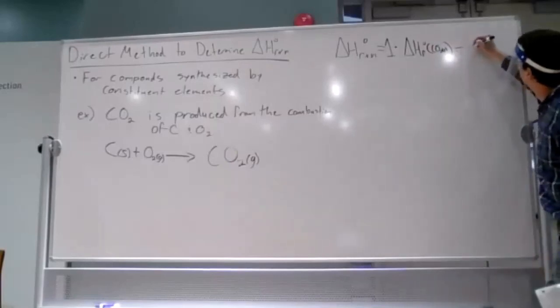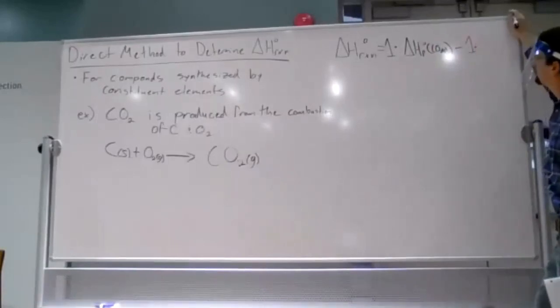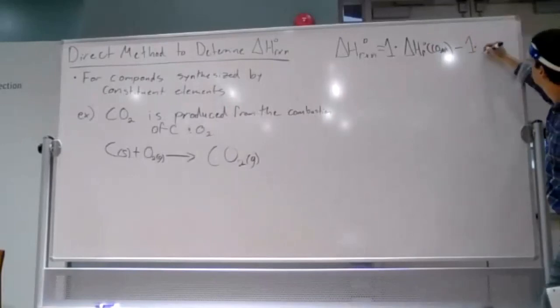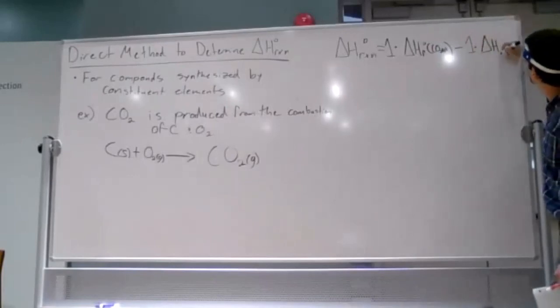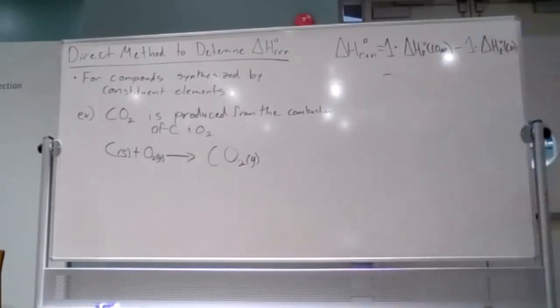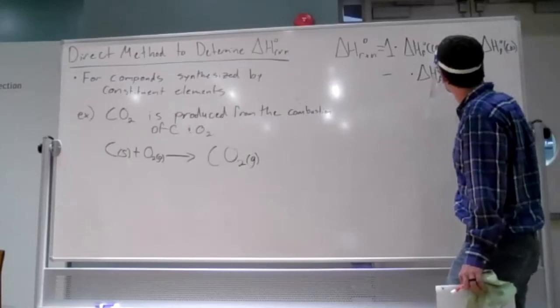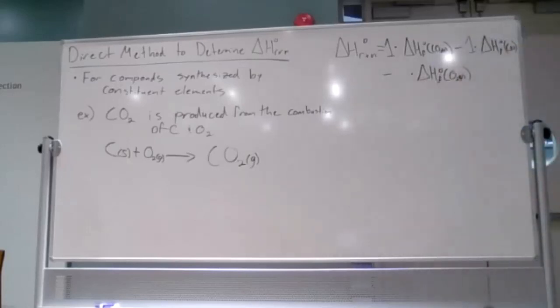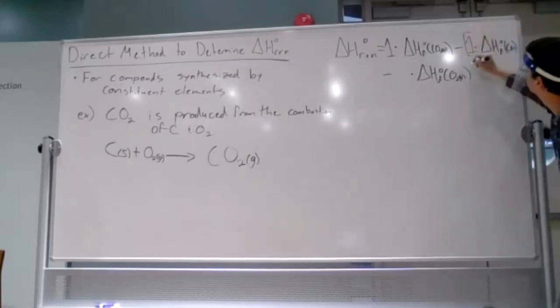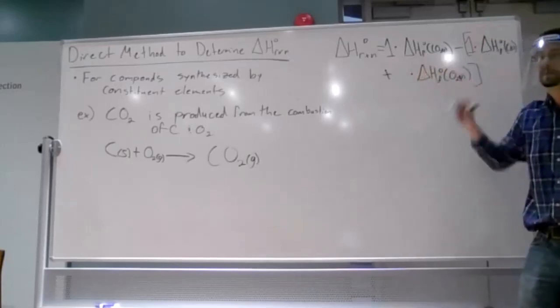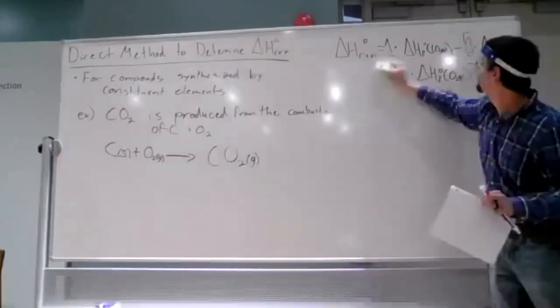Minus one times, what do we need? ΔH of what? Yep, heat of formation of solid carbon, minus, what else do we have? Yep, ΔH_f° of O2 gas. And what do we have to multiply that by? It depends on if you keep parentheses or not. I don't have parentheses around this point, so I could turn it into a plus if I did this. Does that make sense? But I like doing it the other way more. It's completely preference.